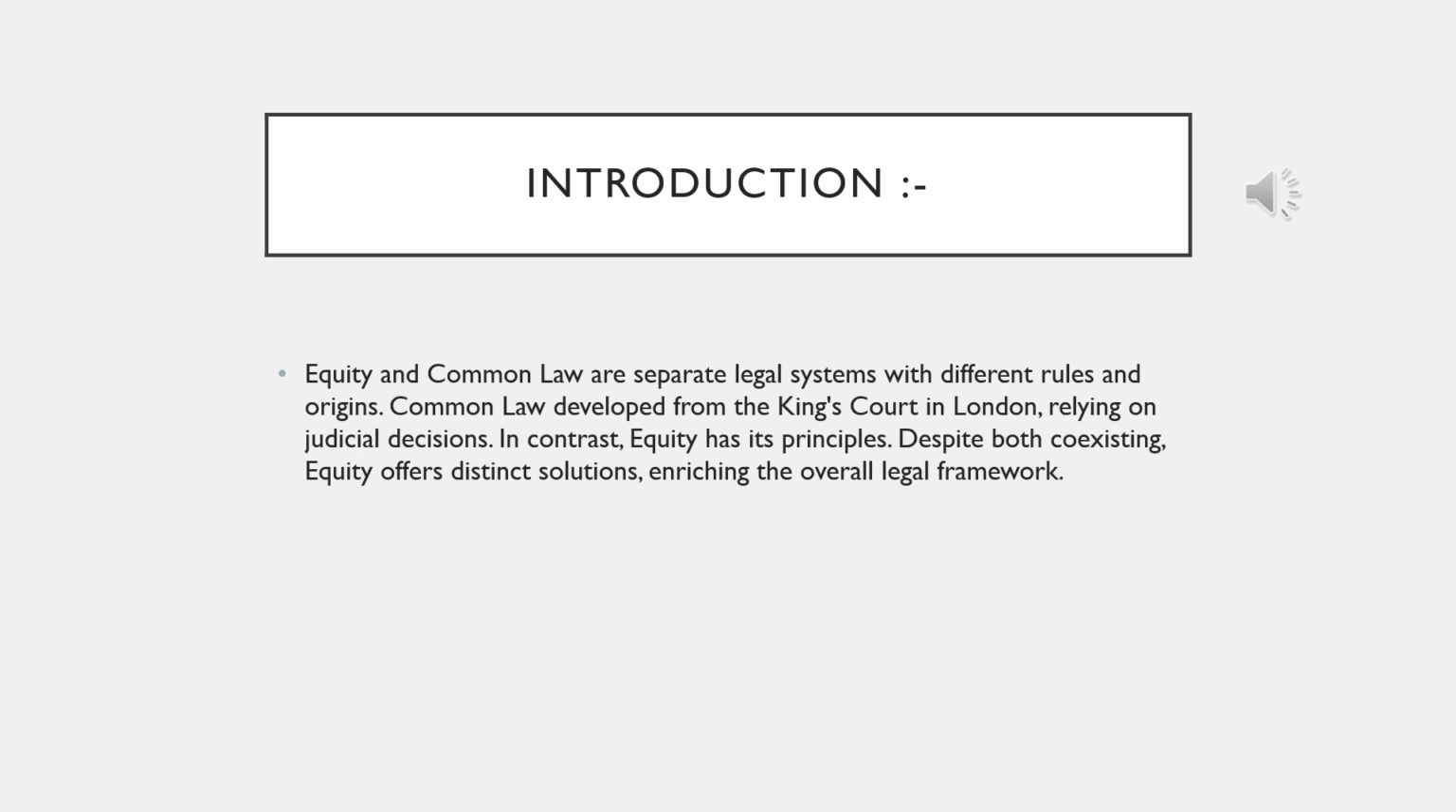So the common law is the body of customary law which originated in the Curia Regis, which is the King's Court, London. English common law was primarily developed by judges and was based on judicial decisions and precedents.